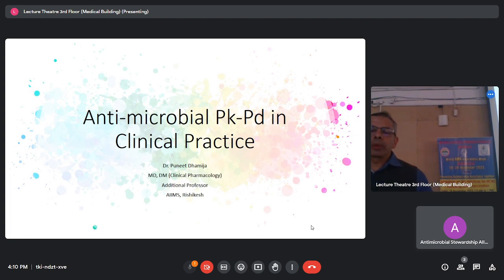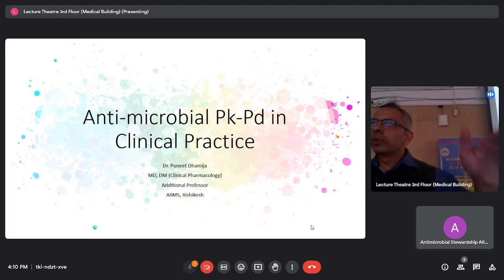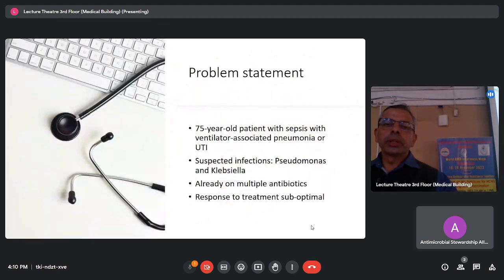Now, we move further with this kind of overview. Now we move further into this problem statement. There was a patient with ventilator-associated pneumonia, already on multiple antibiotics, and the response to treatment is suboptimal, which is not as per your expectations.